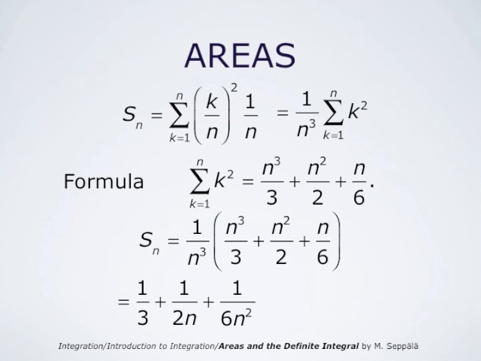And then we take the limit as n goes to infinity. And we know already that at the limit we get the area of the domain in question. As n goes to infinity, 1 over 2n goes to 0, and so does 1 over 6n squared. Therefore, the limit as n goes to infinity of S_n is 1/3, and this is the actual area of the domain in question. So A equals 1/3.